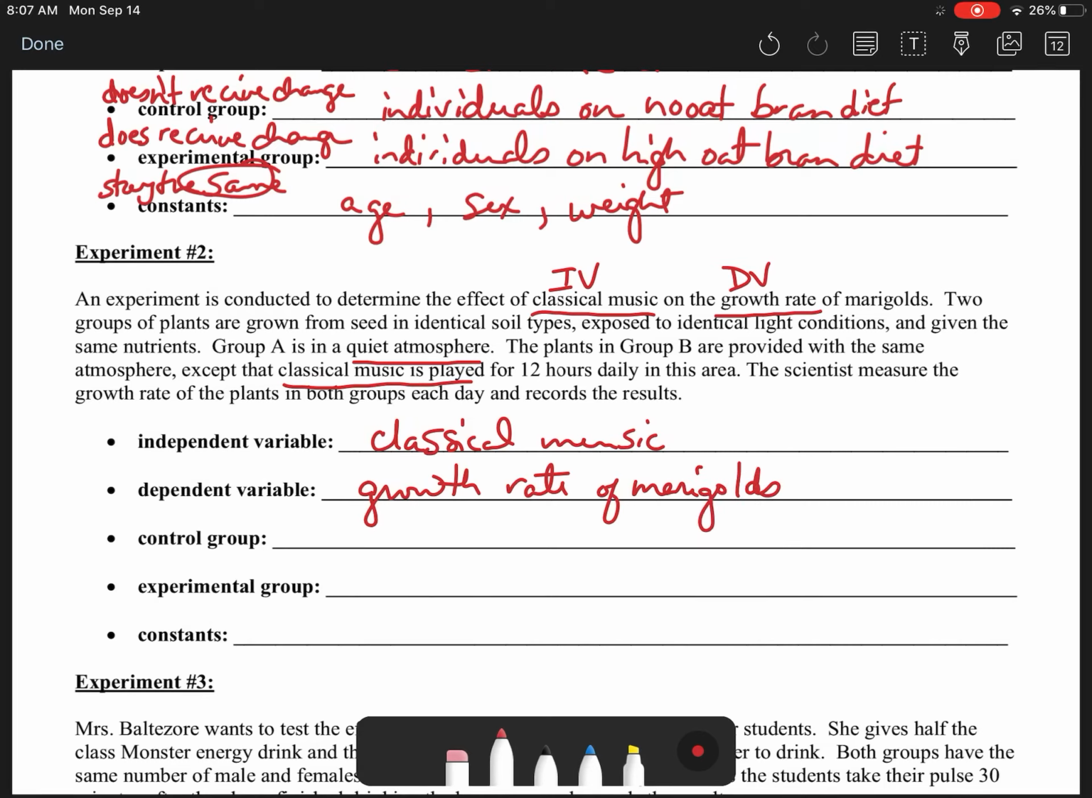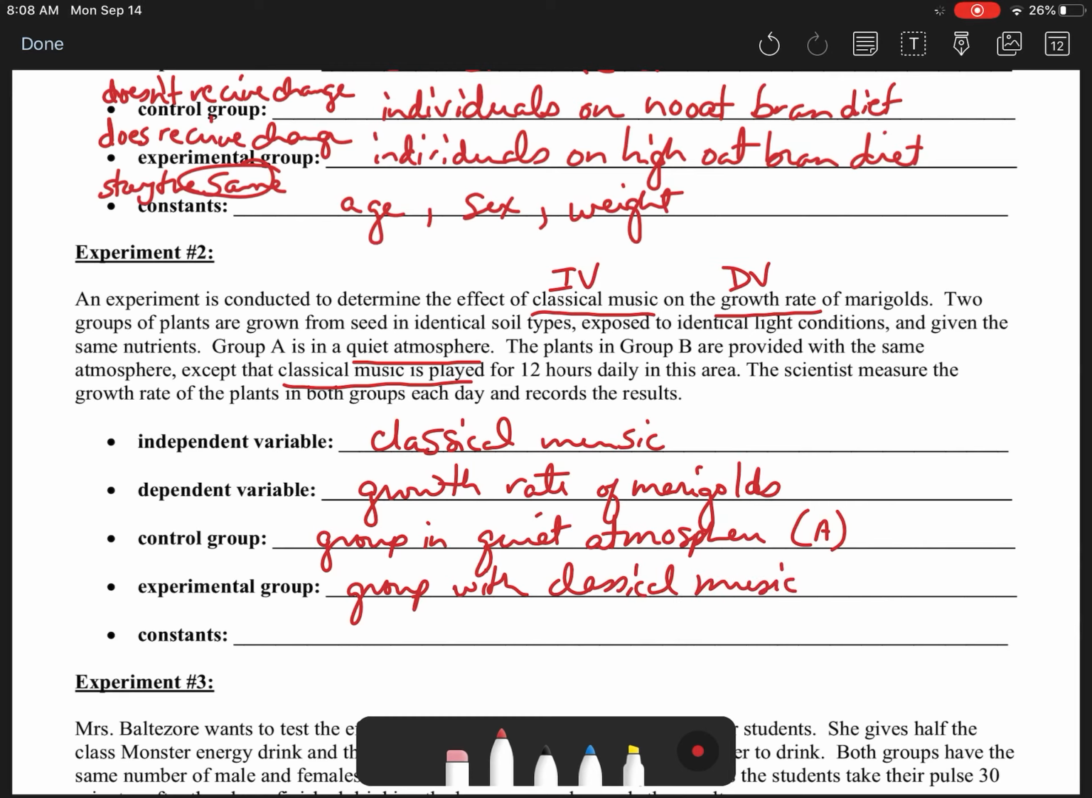And there's 2 groups. Group A in a quiet atmosphere, so are they receiving the classical music? Are they receiving this change or not? No, they're quiet, so they're the control group. So group in quiet atmosphere, Group A. Group with classical music, Group B. I don't want you to just put Group A, Group B, because that won't mean anything to me. You need to identify what group is in what type of atmosphere in this case.